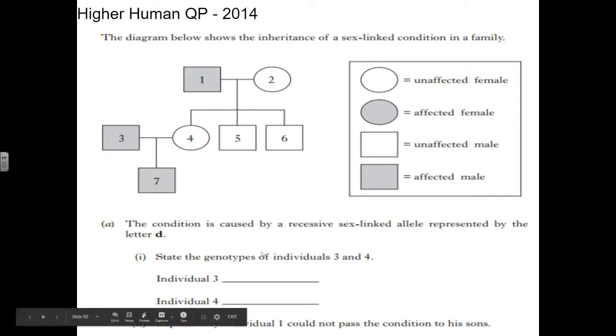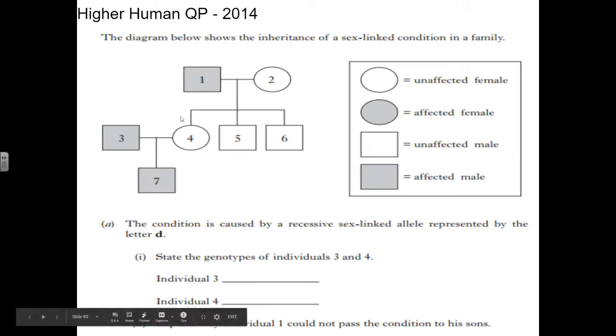This one here, again, is sex-linked, so we immediately go: individual 3 is a male, we'll put an XY in. Individual 4 is a female, put XX. Individual 3 has the condition, because males only get one shot, he must have the dodgy X chromosome. So beside his X, we put a small h. They haven't given you letters, I'm just following the H. So X with a small h and his Y.